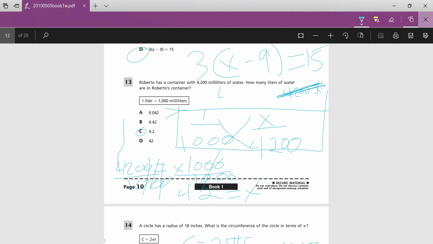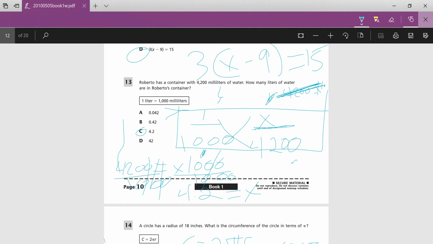Since we have 4,200 milliliters, we would put our proportion of 4,200 milliliters on the bottom, right next to 1,000, because it's always going to be milliliters to milliliters, liters to liters. We cannot have apples here and apples here, and we cannot have different things on different planes. It has to be equal in the way that we present it.